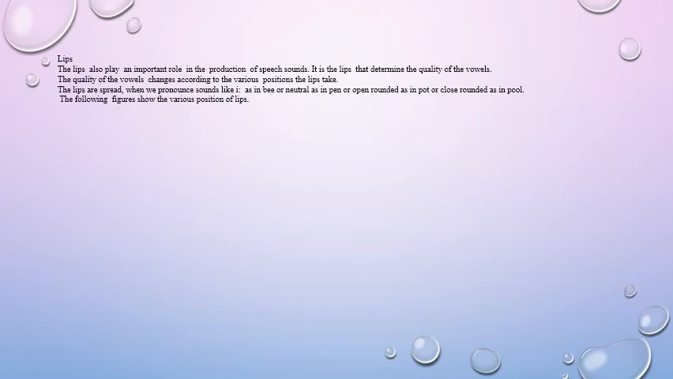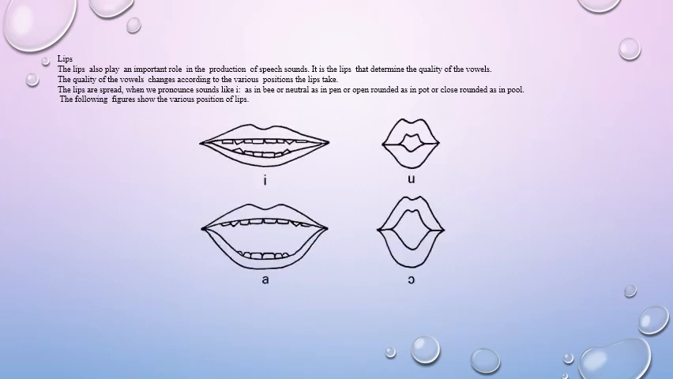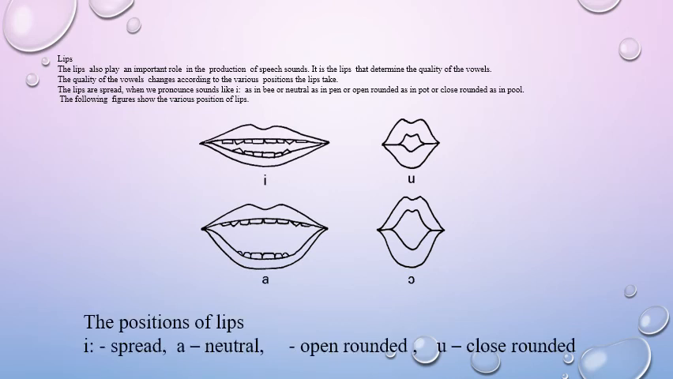Now let us come to the lips. Lips also play an important role when we produce vowel sounds. Okay, so the quality of the vowel changes according to the position of the lips. There are four positions for lips: either it is close rounded, open rounded, spread, or it is neutral. So when we say woo, fool, we can find that the lips are close rounded.